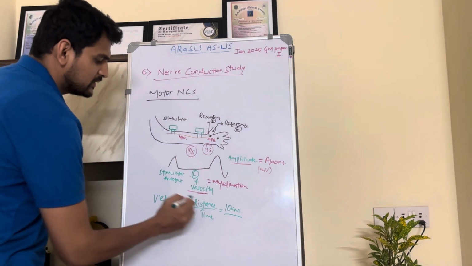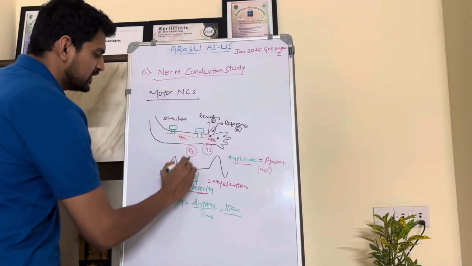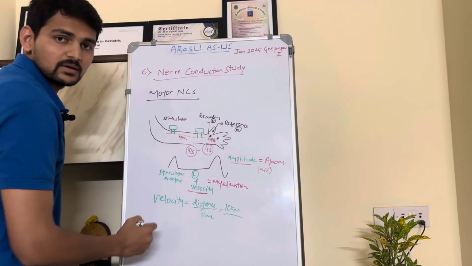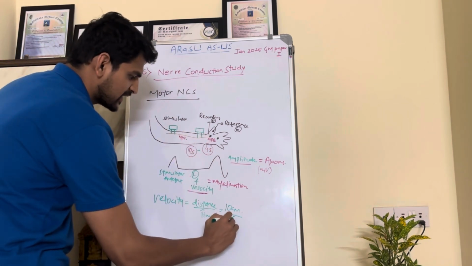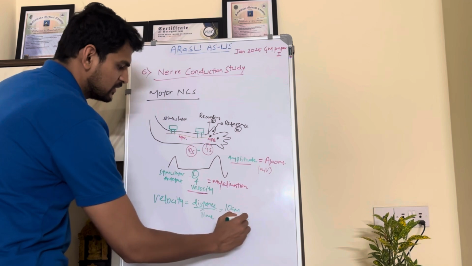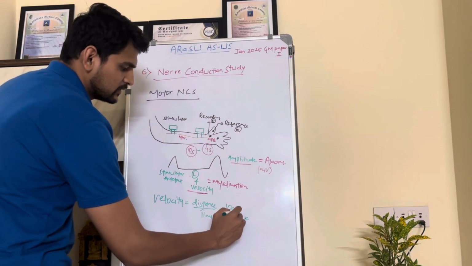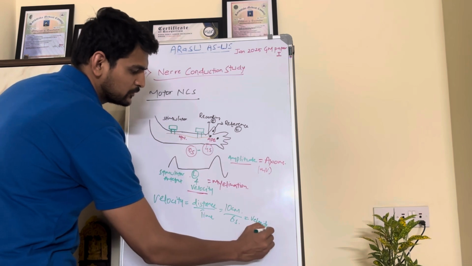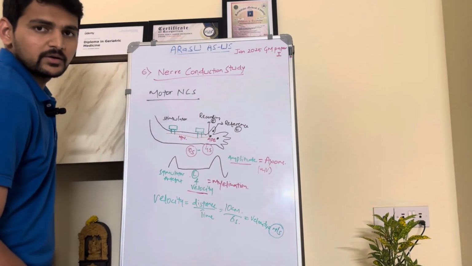Okay. And coming to the time, here we will see the latency gap between both the points. So here it will be 6 seconds. So this will be the velocity. So if we divide, we will get the velocity. And this will be measured usually in meter per second units.